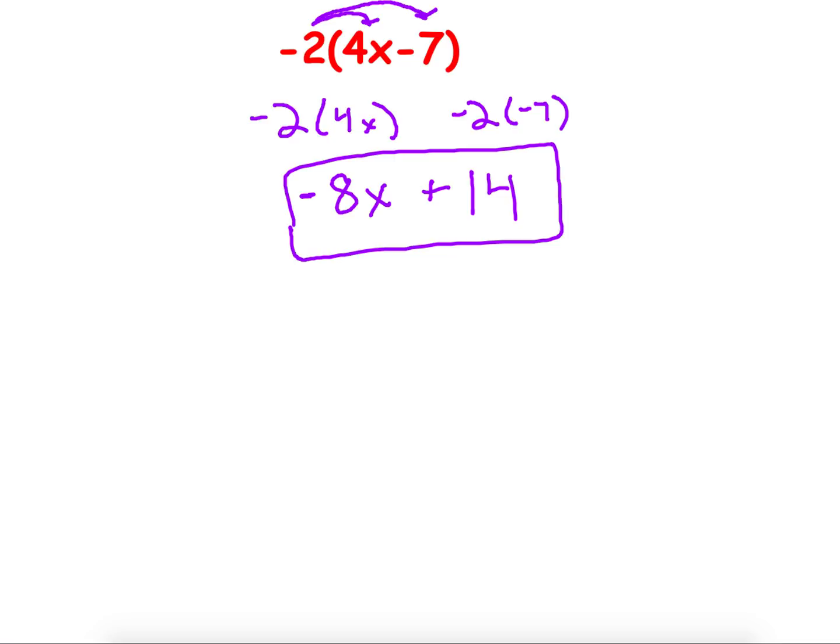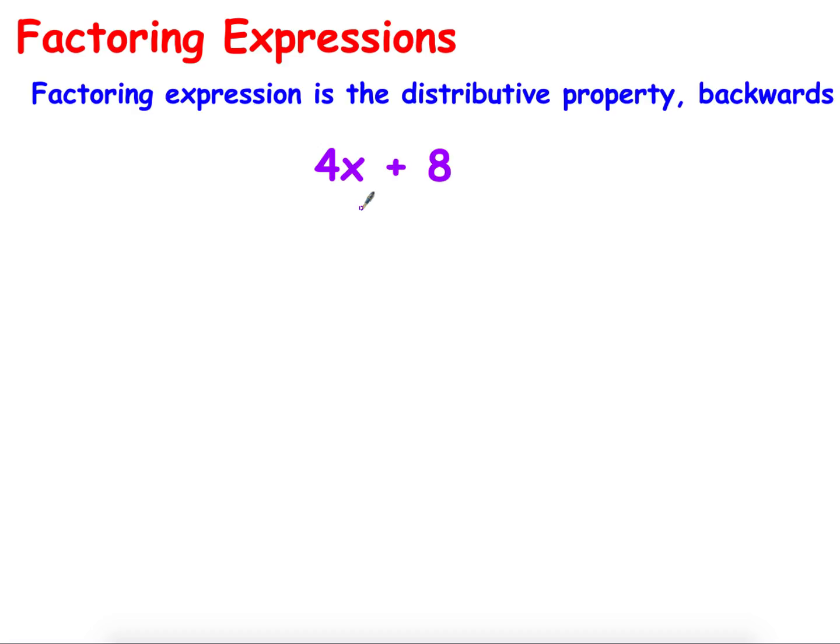Oh, I got a quick joke for you guys too. This is a good one. Why are our math books always so sad? Why is a math book always so sad? Because it has so many problems.